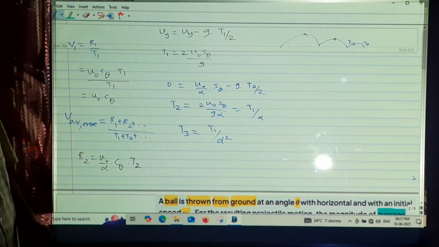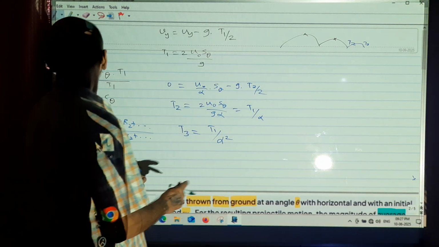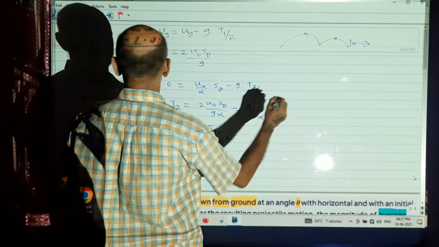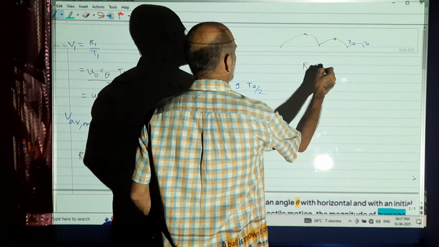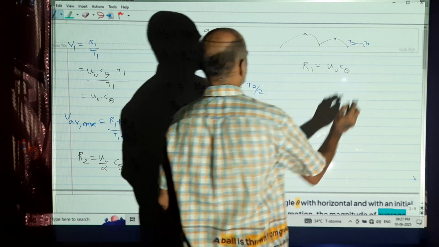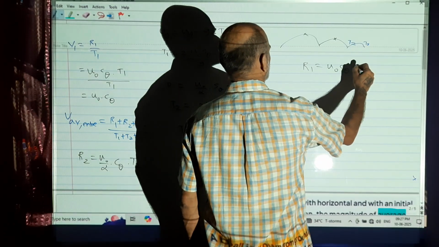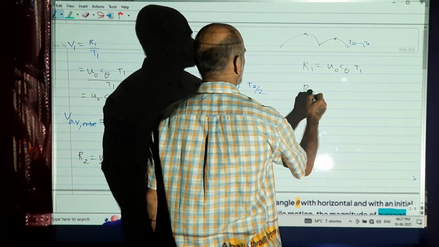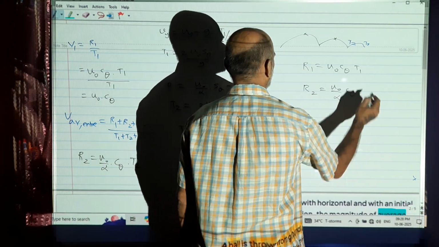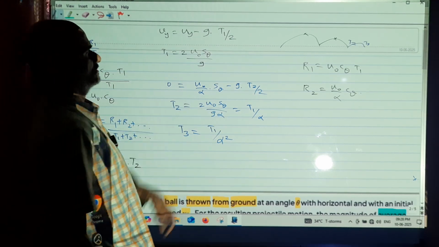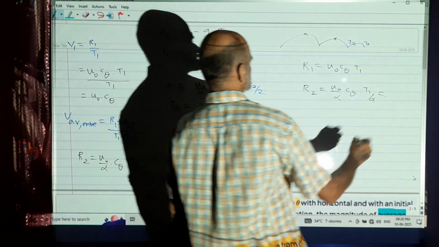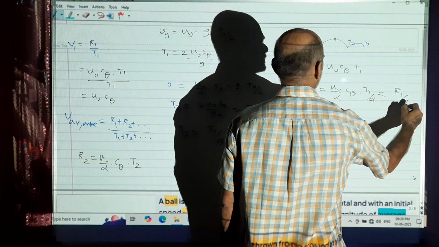So in the range, R1 is u naught cos theta, the horizontal component of the velocity into the time T1. So R2 will be the horizontal component of the velocity, which has gone by a factor alpha, cos theta, and the flight time T2 has gone down by a factor alpha. So T1 by alpha. So this is equal to, using the first one, R1 by alpha square.